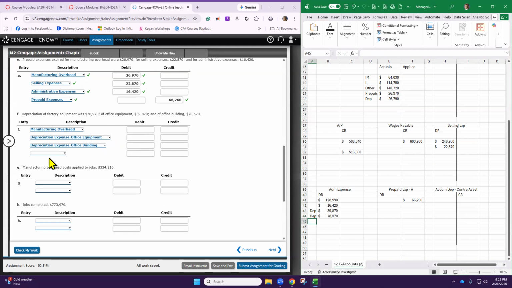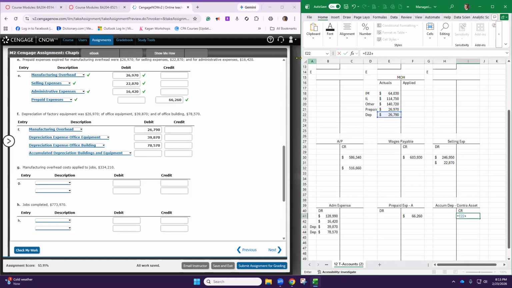Okay, so now accumulated depreciation gets all of it. So we have a debit of 26,970, depreciation expense of 39,870, and 78,570. Okay, and then we need to add all those together to get this. Okay, so here we go, equals this one plus this one plus this one. Okay, I got 128,230.